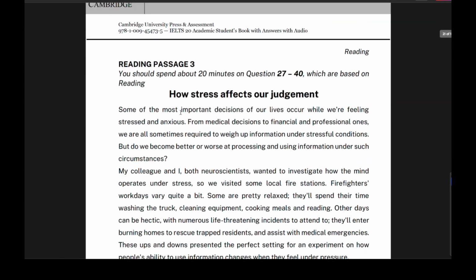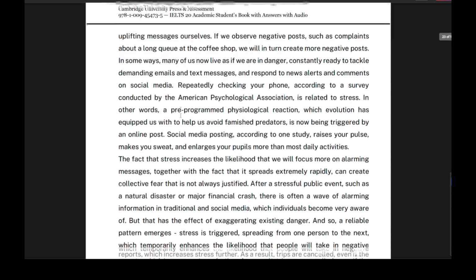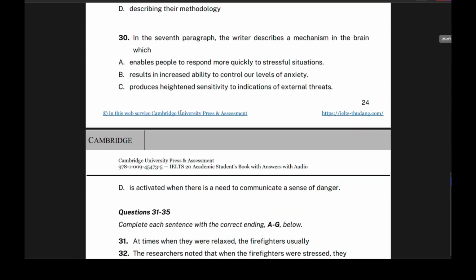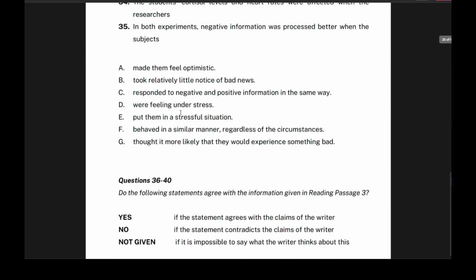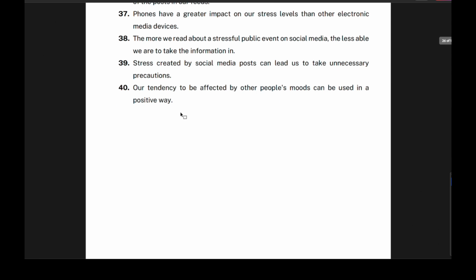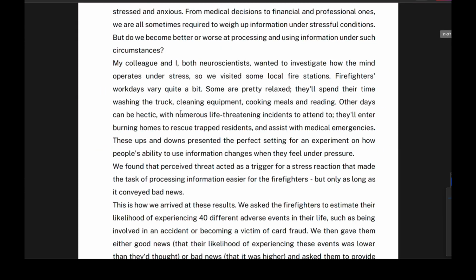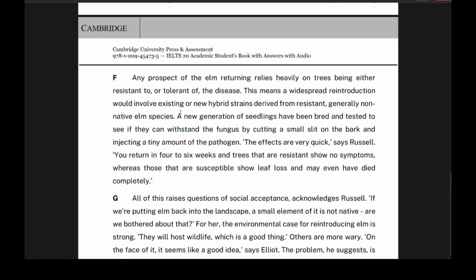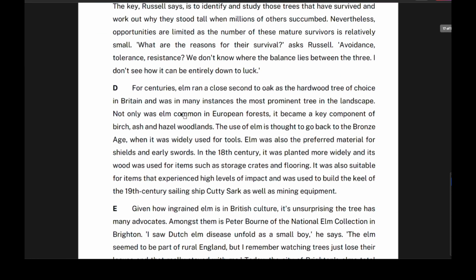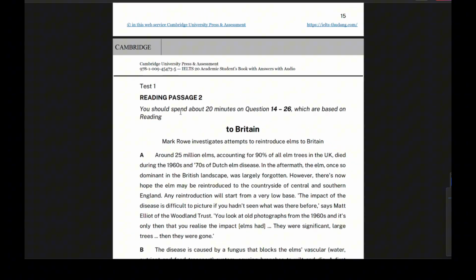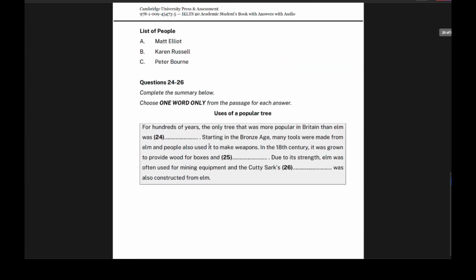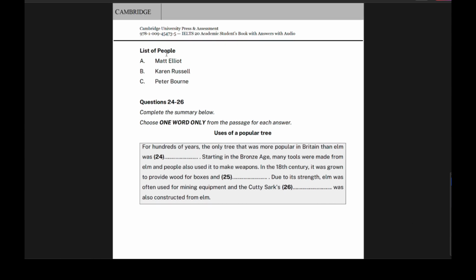And the third section has matching information type of questions, and again matching information type of questions, and true, false, not given. So the best strategy would be to solve section 1 first, because it has only fill in the blanks and true, false, not given type of questions. Then we'll move on to passage 2, or section 2, which also has fill in the blanks type of questions, and some of them are matching information. So it's not very difficult, but these 3 questions are difficult.